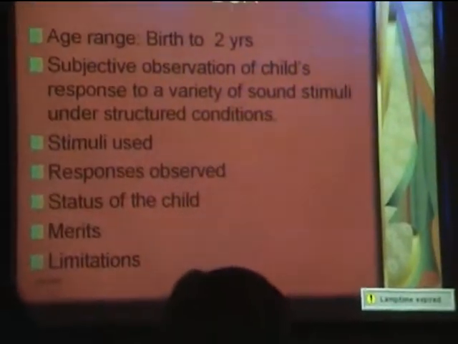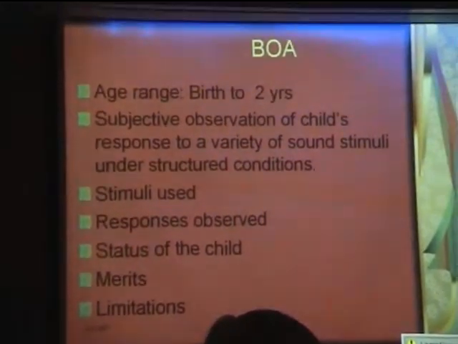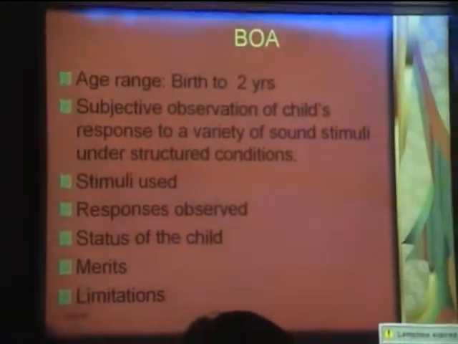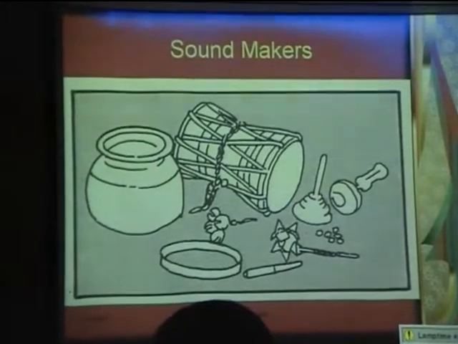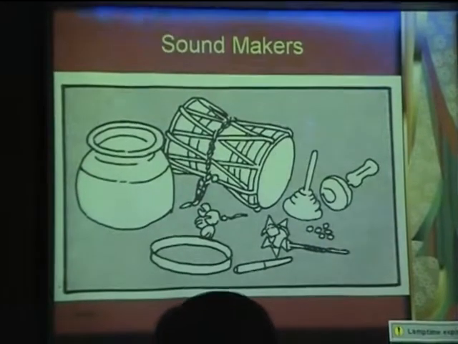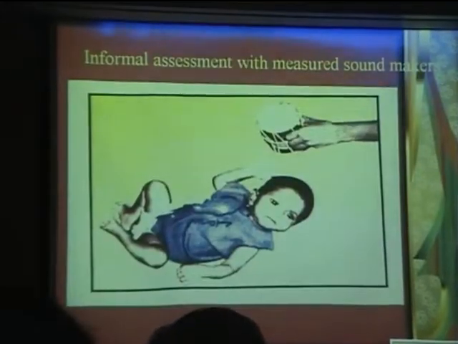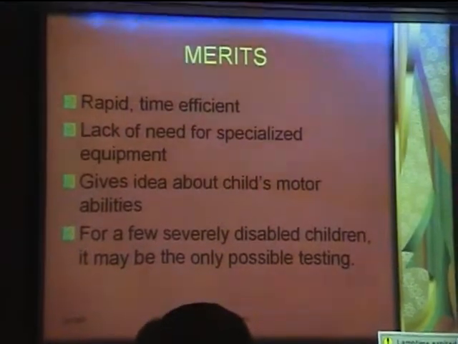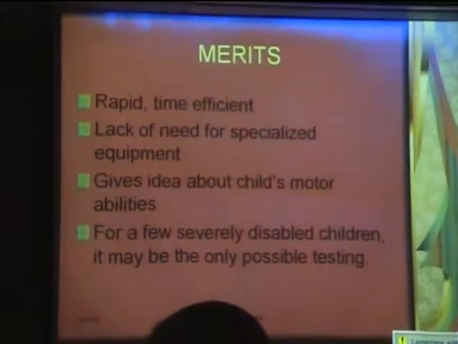So for BOA, we can use this test from birth to 2 years, where we observe the child's response to a variety of stimuli, and the responses observed depend upon, as ma'am had stated, the different age range of the child. These are the various sound makers that we use in the clinic. These are pre-measured, though they are not calibrated, but they are measured with the SLM, so that we can get an idea about how much the child can hear. It is a rapid, time-efficient procedure, and for a severely disabled child, it's many times the only procedure which we can use.